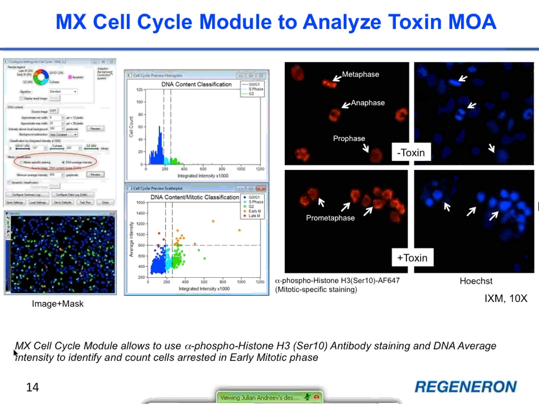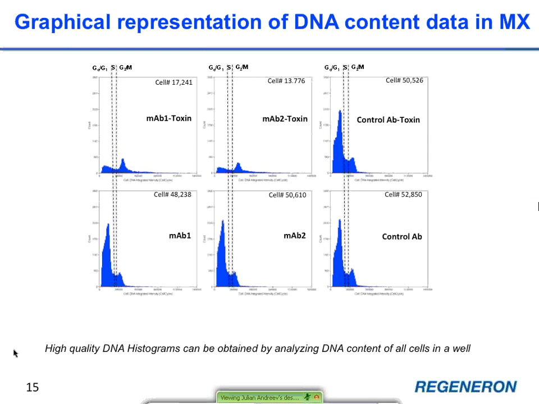But how will the quantitation of this data from the whole well look? On the next slide, you see that MetaXpress software allows for graphic representation of cell cycle data collected from one well. As you see on the upper panel, toxin conjugates of antibody 1 and 2 induce clear cell cycle arrest in the G2M stage, contrary to the unconjugated or control, which is a non-binding antibody. The number of cells analyzed is quite high, ranging from 30 to 50K, which is quite comparable to the number analyzed by flow cytometry.